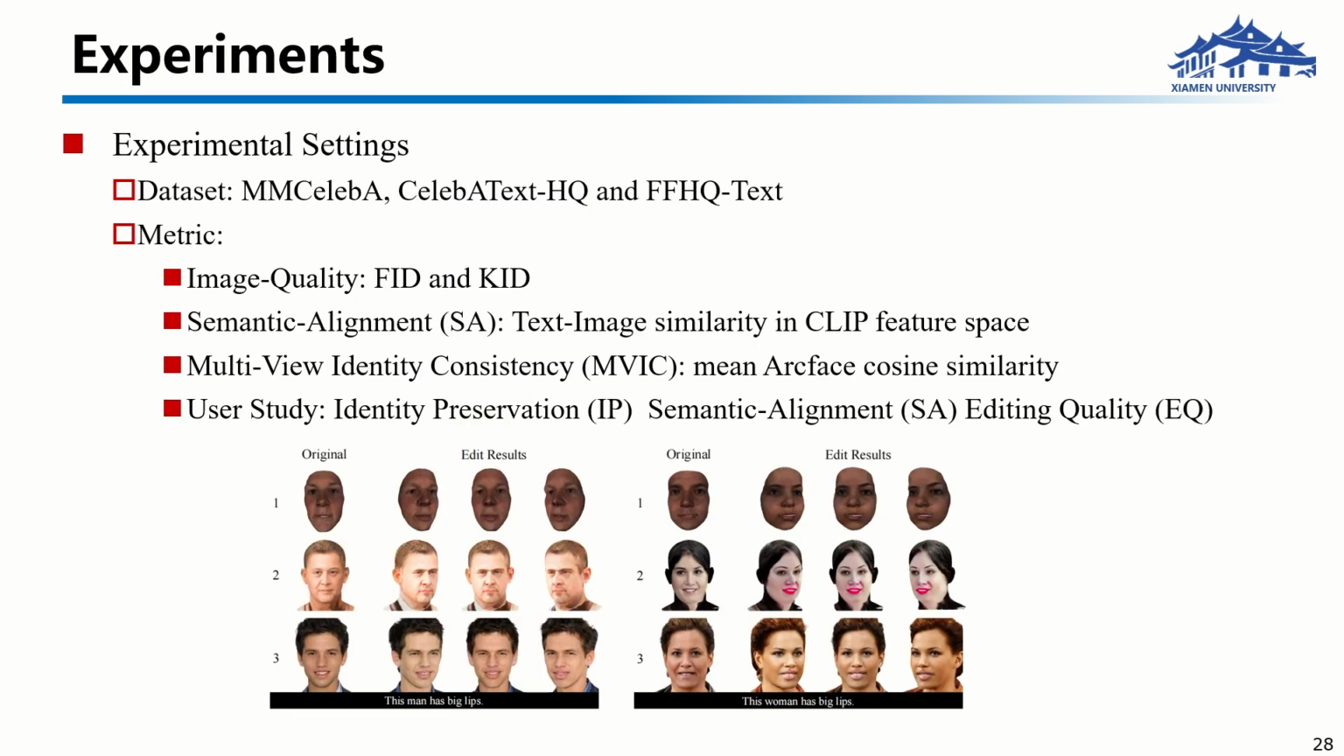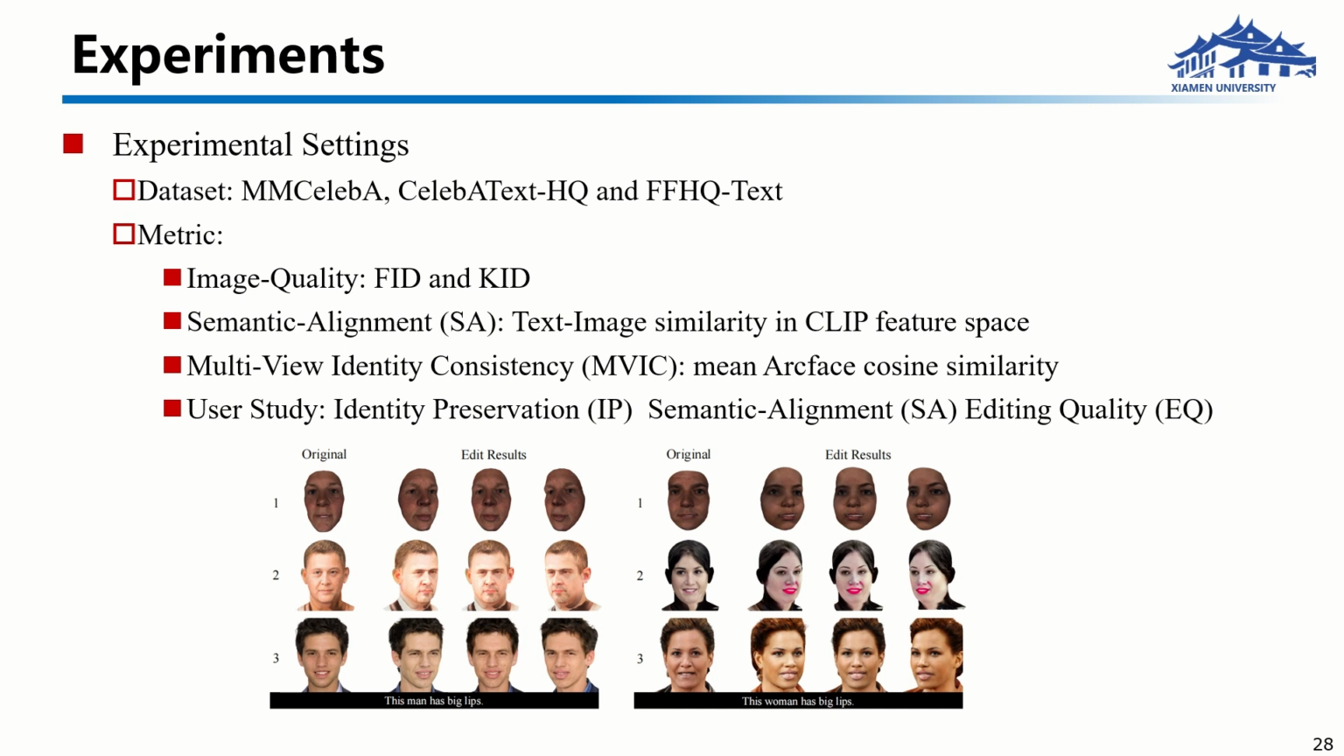To validate our E3-FaceNet, we conduct extensive experiments on three widely used benchmarks, namely multimodal CelebA-HQ, CelebA-Text-HQ, and FFHQ-Text. We evaluate the generation quality from three aspects. First is the image quality, for example, the realism and fidelity of the rendered 2D face images using FID and KID.